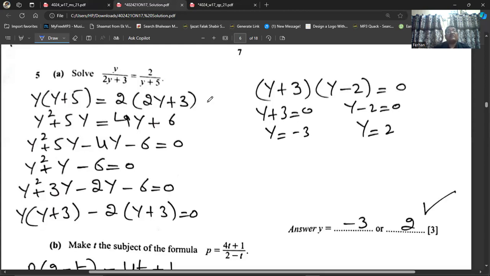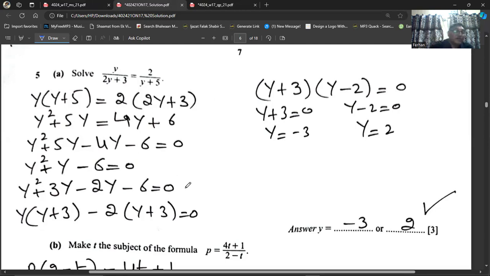So now I will do the middle term breaking. I'm looking for that pair which by multiplication will give me 6, but by subtraction will give me 1. That pair will be 3 and 2, because you want a plus 1 answer. So with the larger number, I will write a positive sign. With the smaller number, I will write a negative sign. So now I will do the middle term breaking. So it will be y squared plus 3y minus 2y minus 6 is equal to 0.